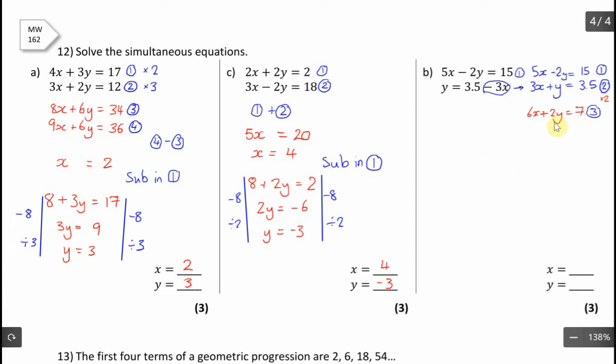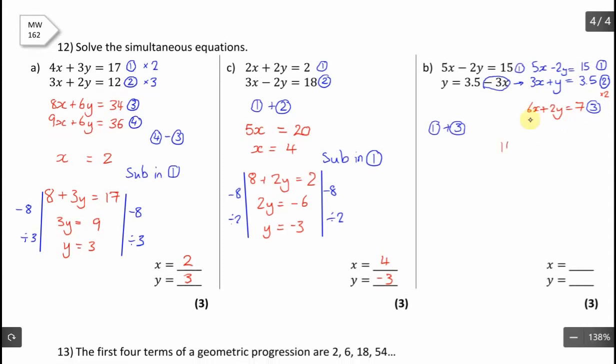And now to eliminate the y's, I've got negative 2y and positive 2y. I'm going to add them together. I'm going to add 1 and 3 together. Okay, so 5x plus 6x would give me 11x. Negative 2y plus 2y will cancel out. And 15 plus 7 will give me 22. And if I divide by 11, x will be equal to 2.